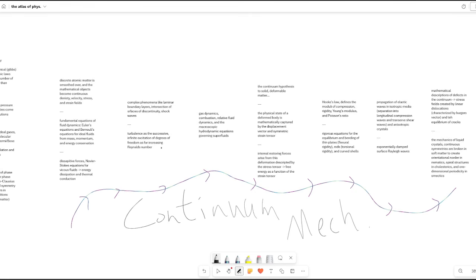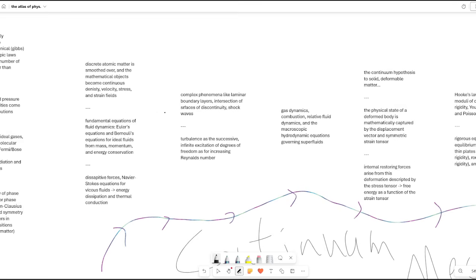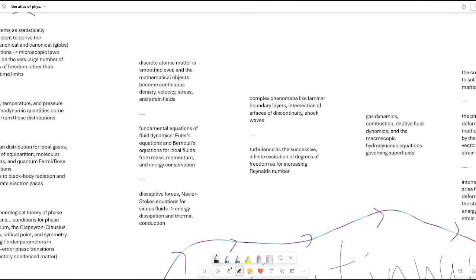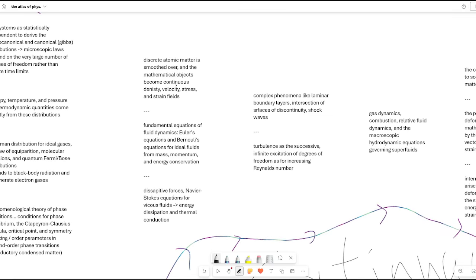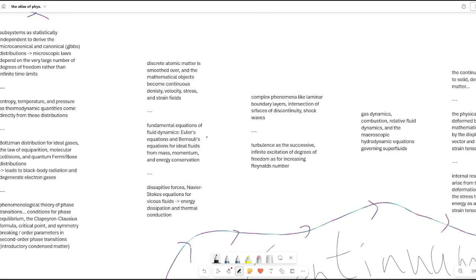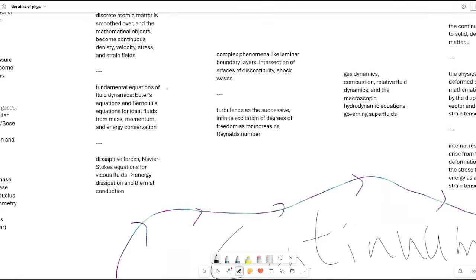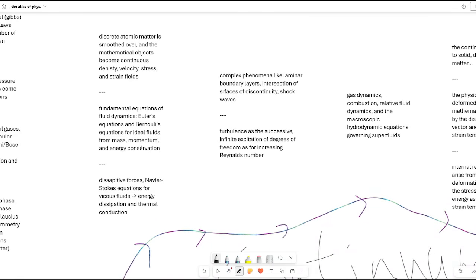The Navier-Stokes equations, elasticity, invoking the continuum hypothesis to solid deformable matter. All of these things are going to depend on how we choose to change our conceptualization of discrete atomic matter to smooth over, and they're going to become continuous density, velocity, stress, and strain fields themselves. And one would probably want to look at the fundamental equations of fluid dynamics, Euler's and Bernoulli's equations for ideal fluids, for mass, momentum, and energy conservation.